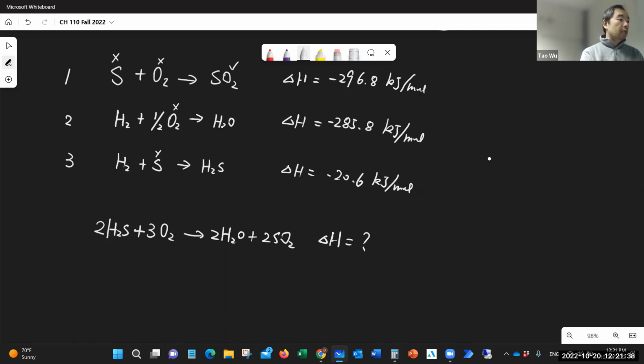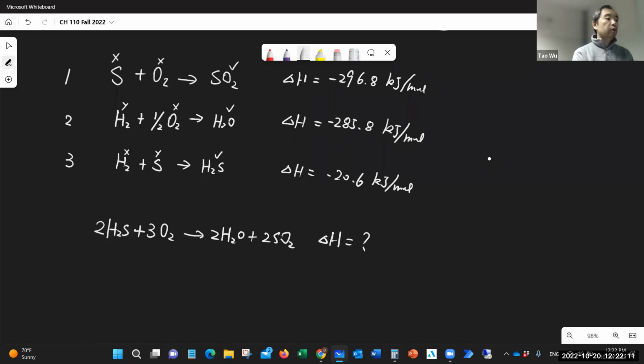Okay, and let's look at the second one. Which one is unique? Hydrogen is not unique because it shows up in both equations. Water is unique. Good. And H2S is unique. So now we have found the unique component for each equation. Then we modify each equation based on the coefficient of its unique component in the final equation.